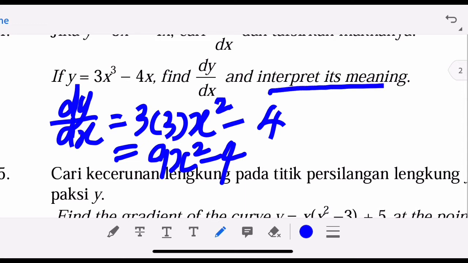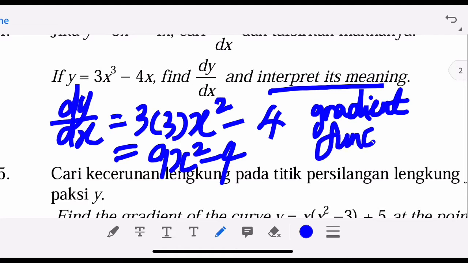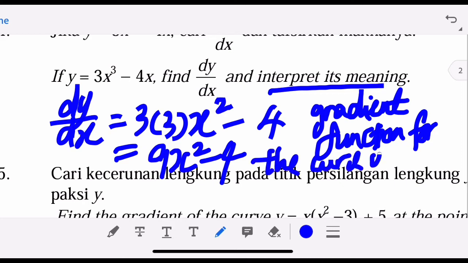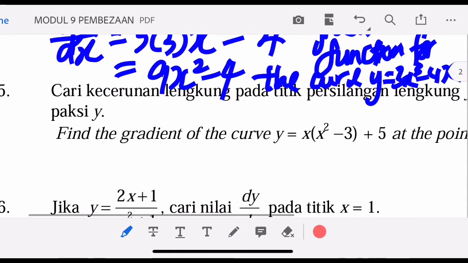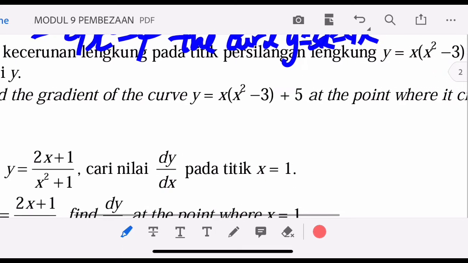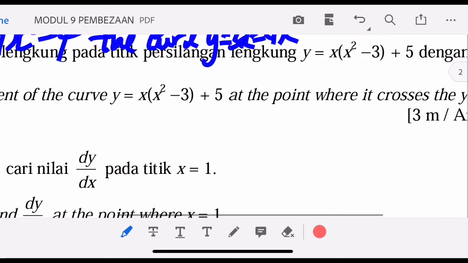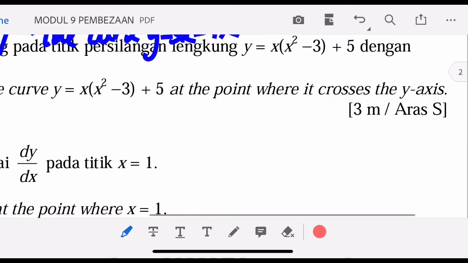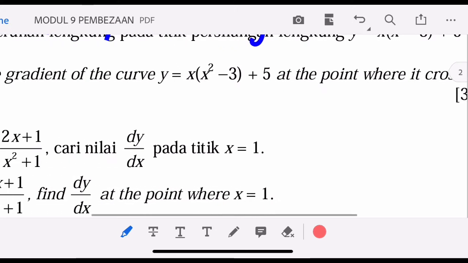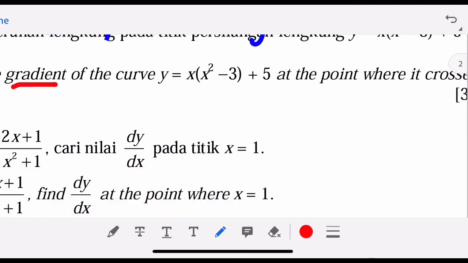So dy/dx means what? It's actually the gradient function for the curve y equals 3x cubed minus 4x. So that is the meaning of dy/dx. Find the gradient of the curve. A gradient of the curve is actually dy/dx. So when you see the words 'the gradient of the curve', you write dy/dx.